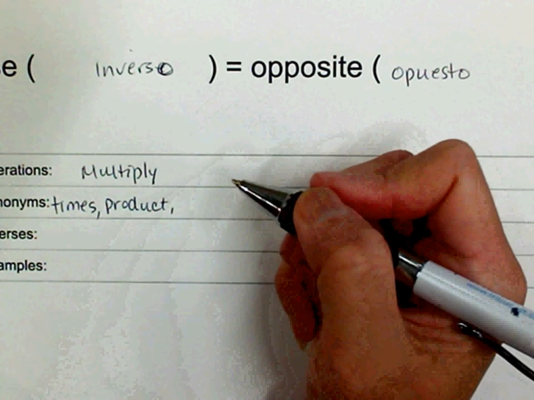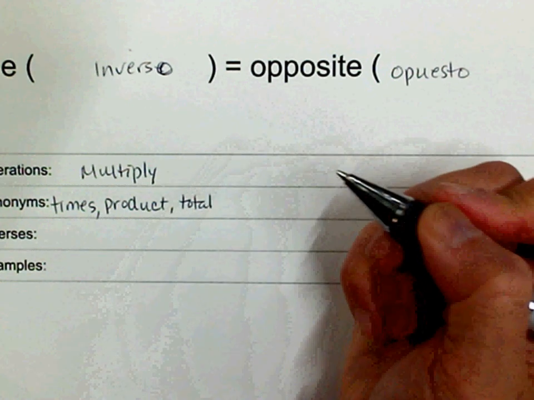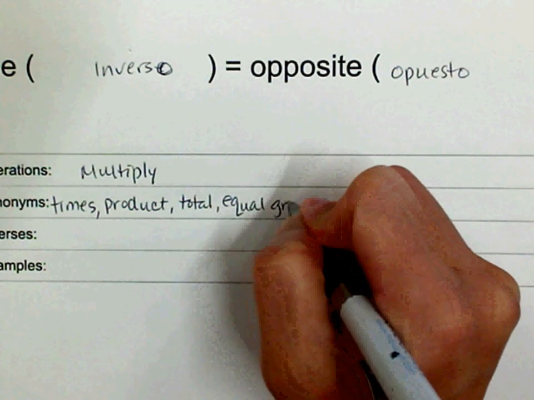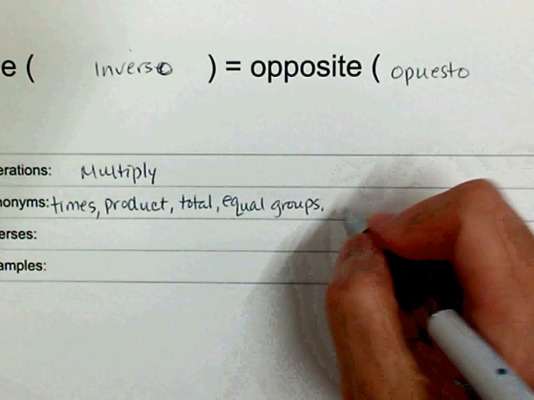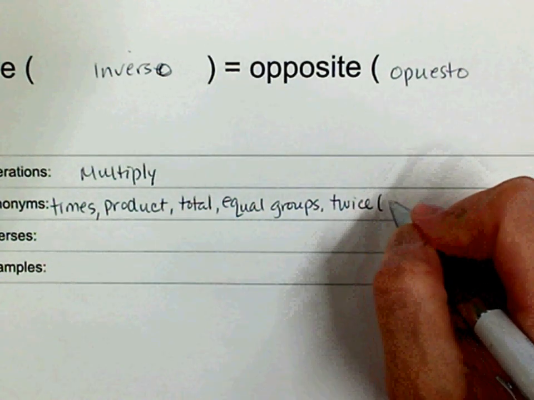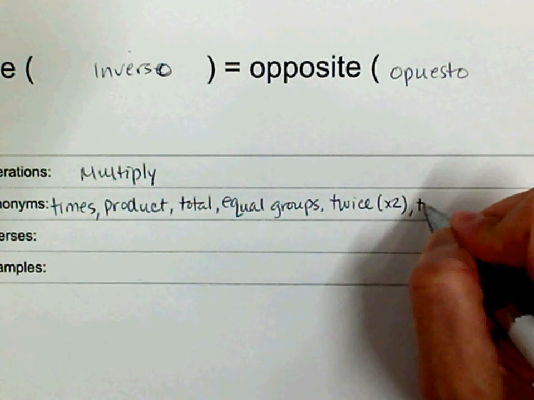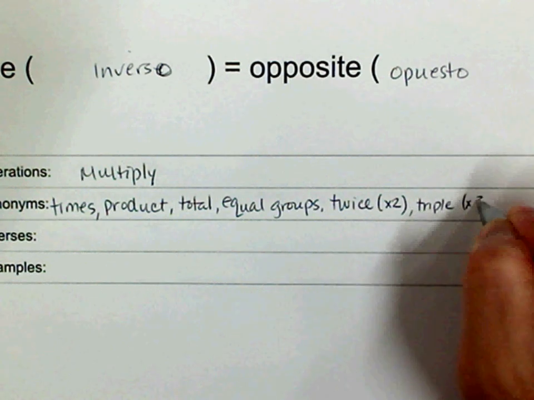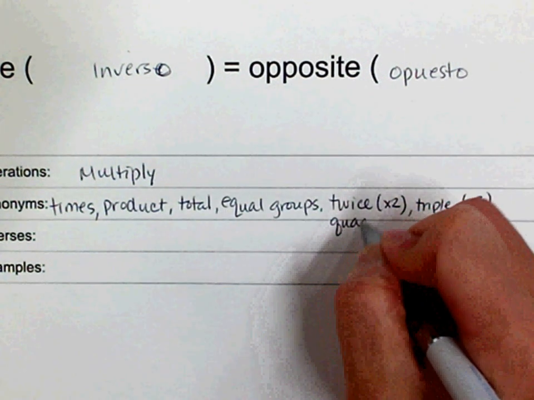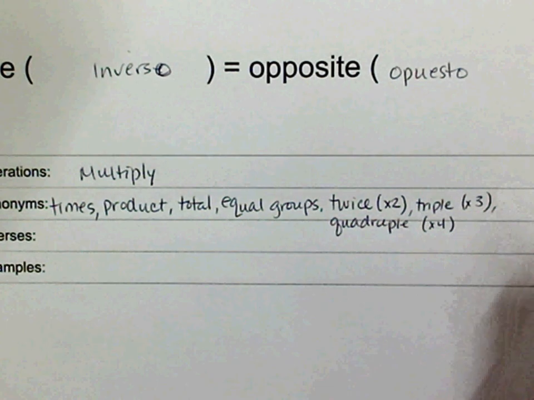Okay. Sometimes you see the word total, equal groups. A common one you may hear is the word twice. Twice means you multiply it times 2, okay? Sometimes you may hear the word triple. Triple means you're multiplying it by 3. And sometimes you hear the word quadruple, but we're not going to take it further than that, and that one is increasing by 4. Let's get off your phone, do your work.